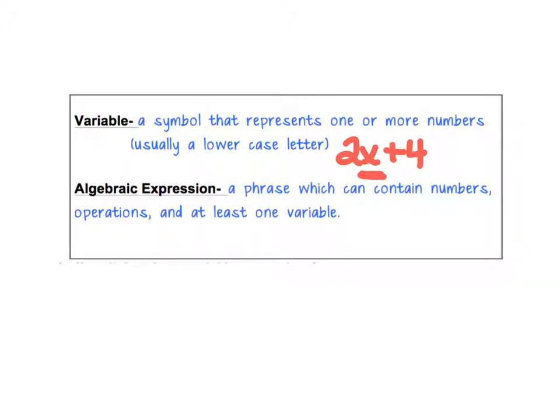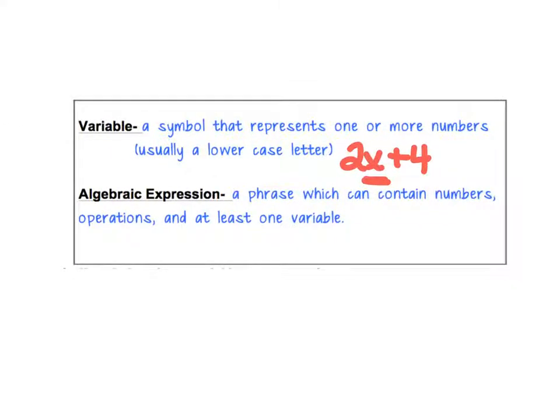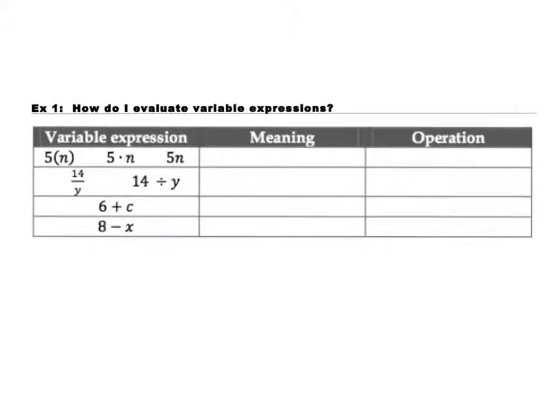An algebraic expression is going to be a phrase which can contain numbers, operations, and at least one variable. So this up here that I just wrote at the top is an algebraic expression because it has numbers and operations, and it has at least one variable. All right, so let's take a look at how we evaluate variable expressions.